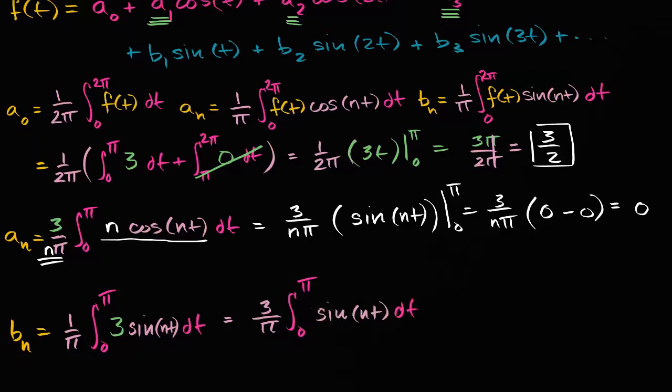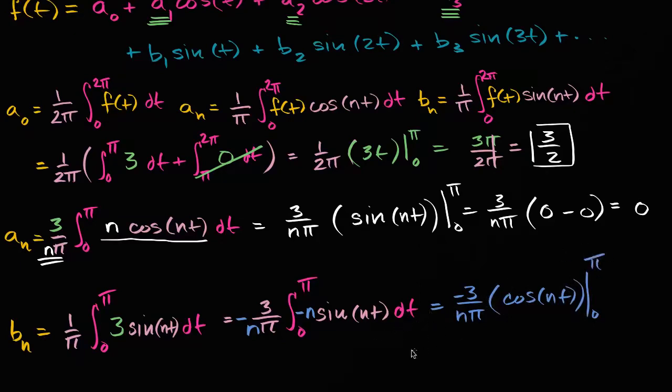And we know the derivative of cosine nt is negative n sine of nt. So let's throw a negative n in here. So negative n, but let's also divide by negative n. Just like that. If you have negative n divided by negative n, we haven't changed the value. That's just 1. And so this is going to be equal to negative 3 over n pi times, we're going to take the antiderivative here. So this is going to be cosine of nt evaluated from 0 to pi.